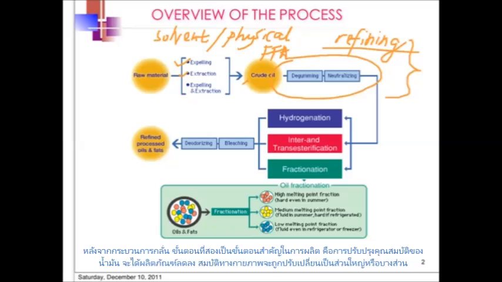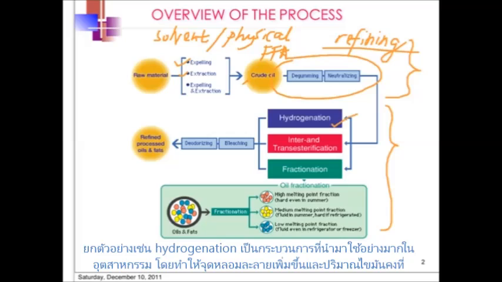Then the second major stage in the oil processing is the modification. The objective of modification is to modify the properties of the oil to produce oil products with different physical properties. Some of these modification processes are, for example, hydrogenation.